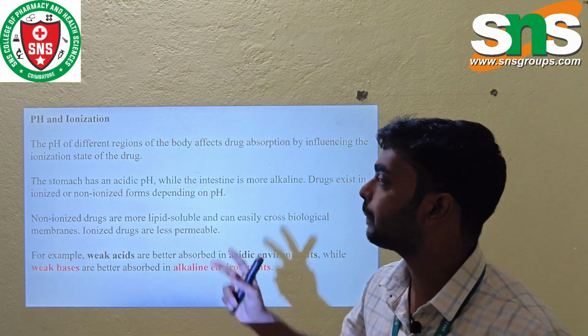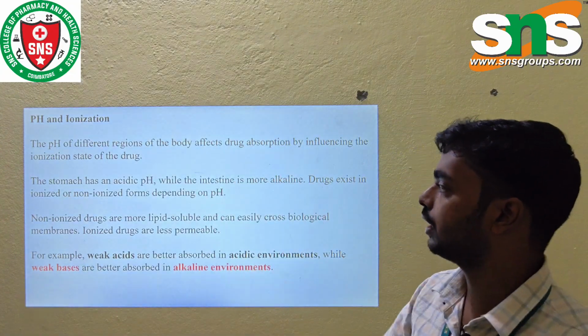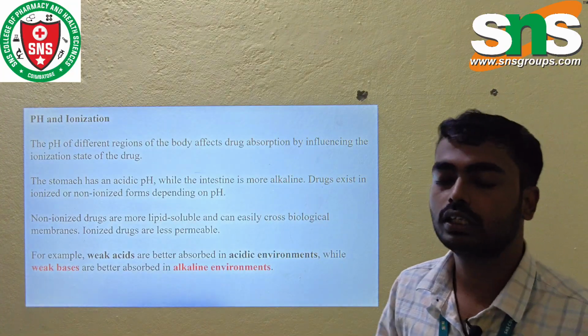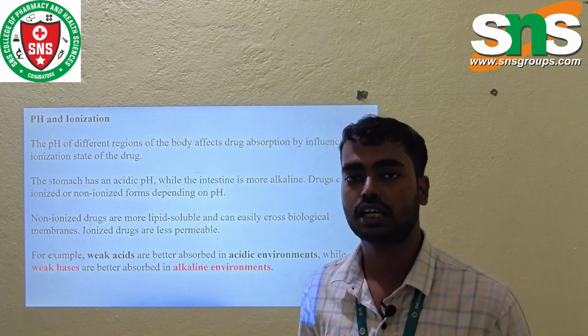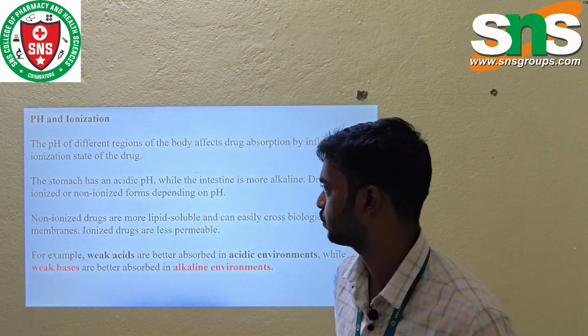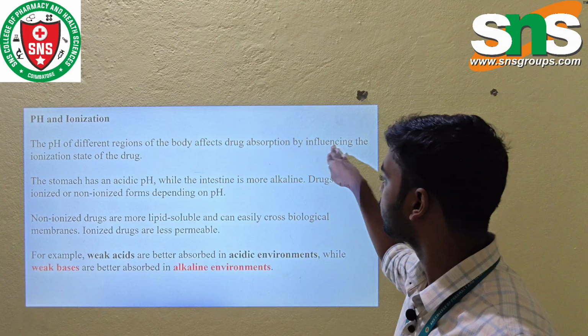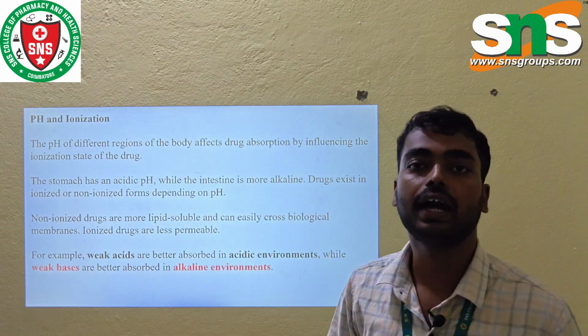Okay, and next, pH and ionization. This is important. Different regions of our body have different pH, and that pH can affect drug absorption by influencing the ionization state of the drug.